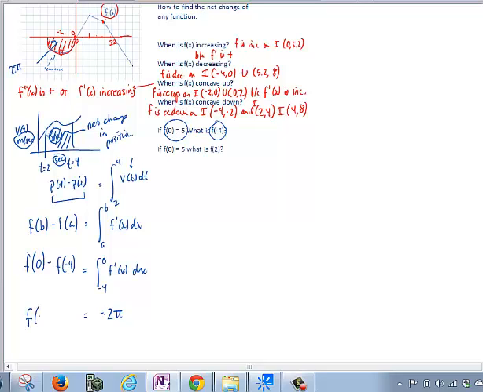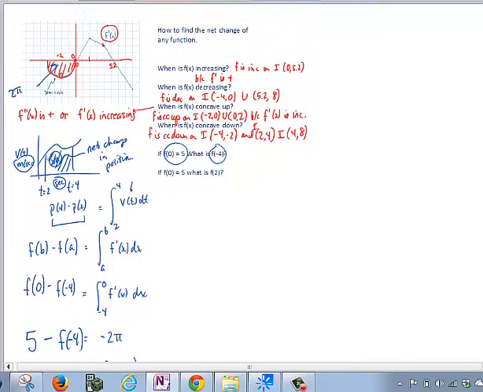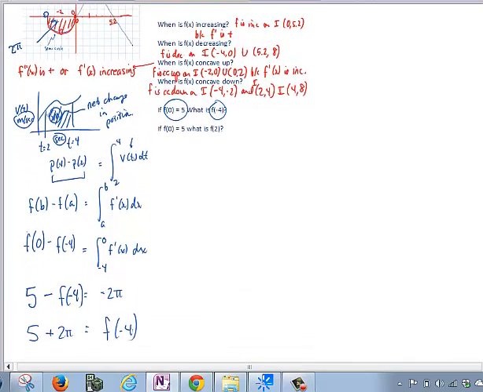F at 0 is equal to, I'm going to replace that with 5, and f of -4 is what's being subtracted. So we'll just solve for that. F of -4 is equal to 5 plus 2 pi. So what that means is at -4, we had a higher value. We had 5 plus 2 pi as our value.